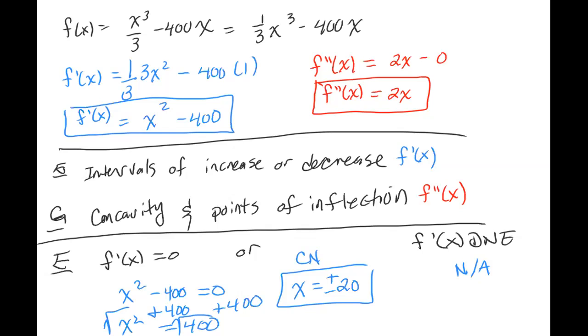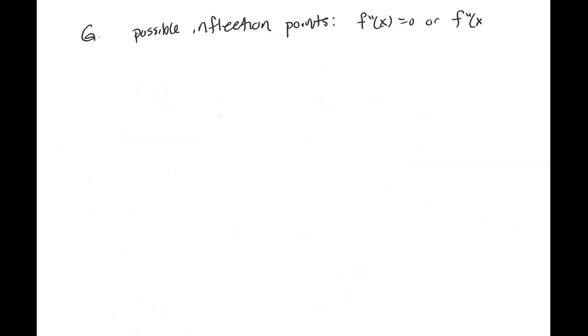Okay, while I'm at it, I'm going to find possible inflection points. So G, possible inflection points. These occur when that second derivative is equal to 0 or the second derivative does not exist. Same process as I did before. I'm going to remember that the second derivative is equal to 2x, and I'm going to first of all set it equal to 0.